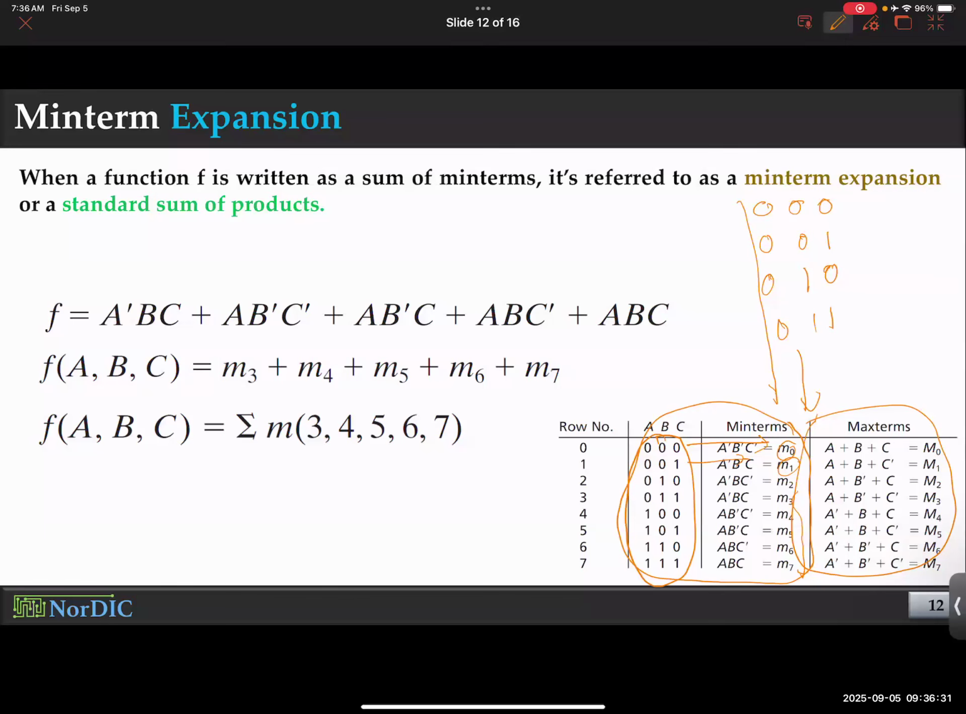Does it only work with 3 variables? That's a great question. I was eventually going to answer that after the last slide. So I'm going to answer that after the last slide. Thank you for asking that question.